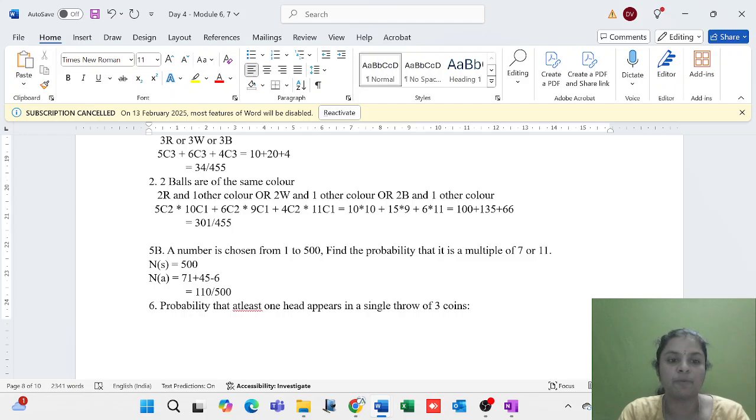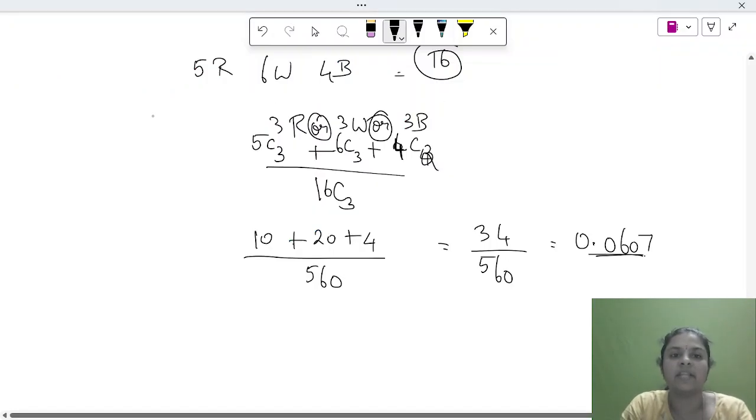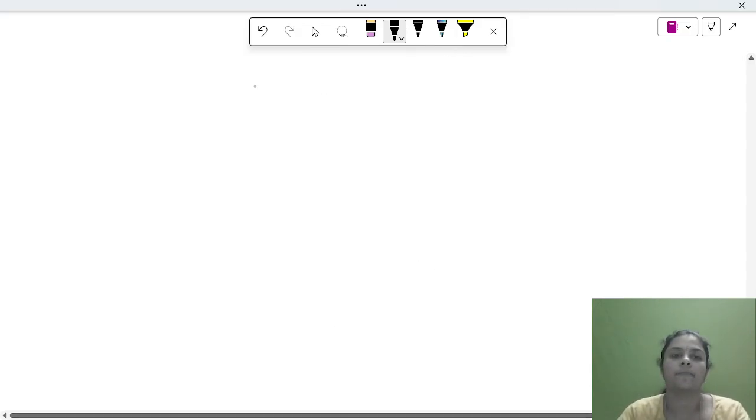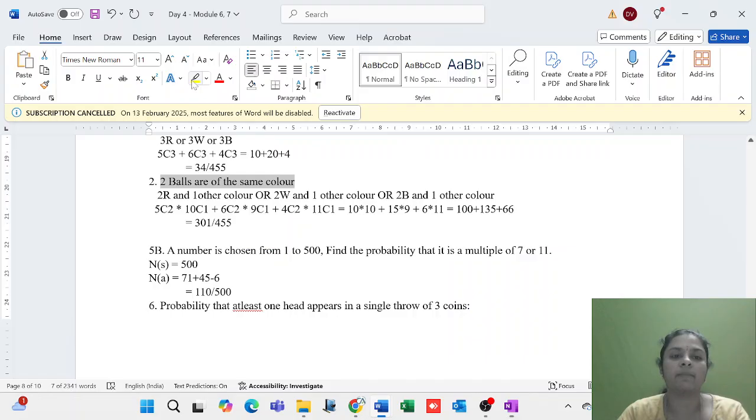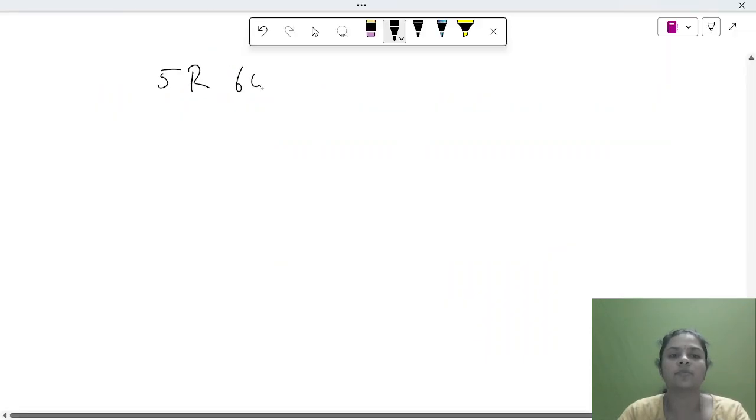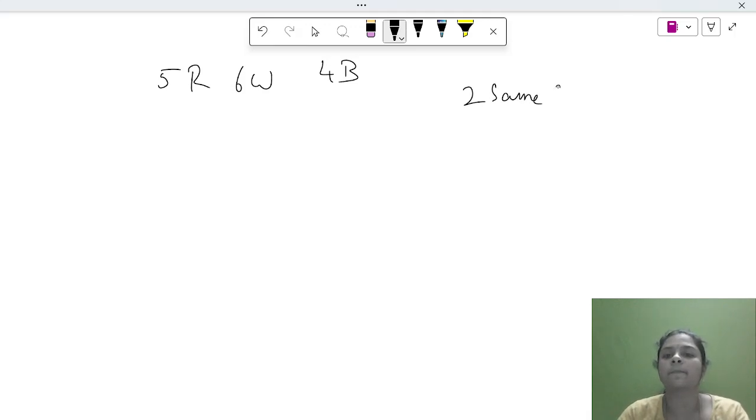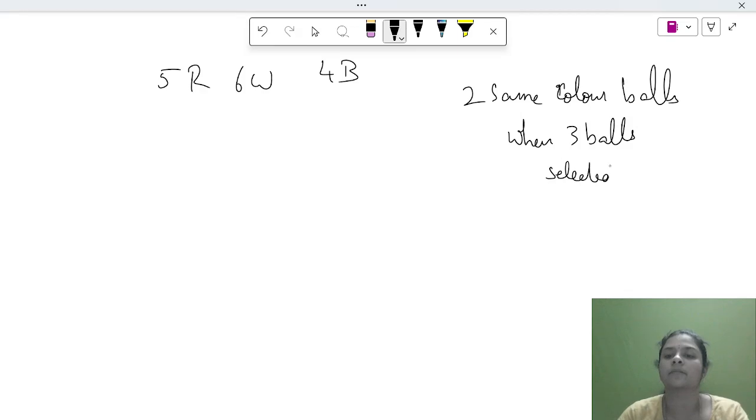Second, same question. You can try this question now. Find the probability in the same question, when 3 balls are picked, that 2 balls are of the same color. So same question I am repeating: 5 red, 6 white and 4 blue balls. I want 2 same color balls when 3 balls are selected. Please try.